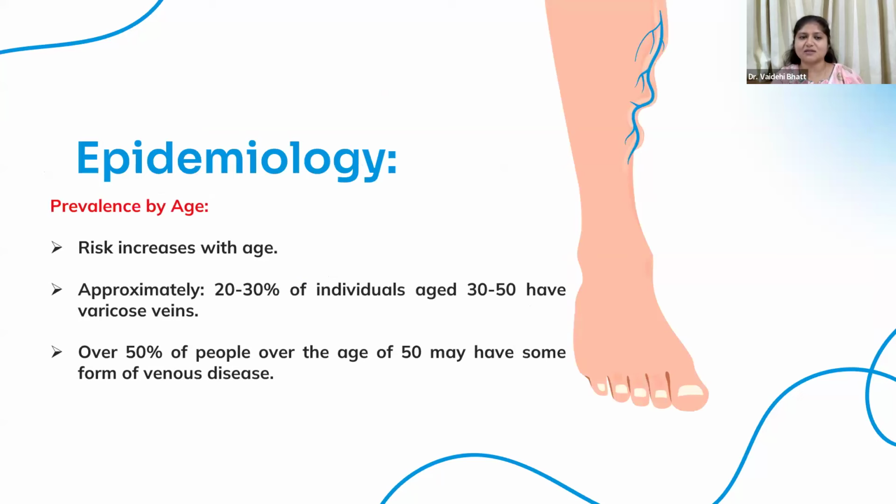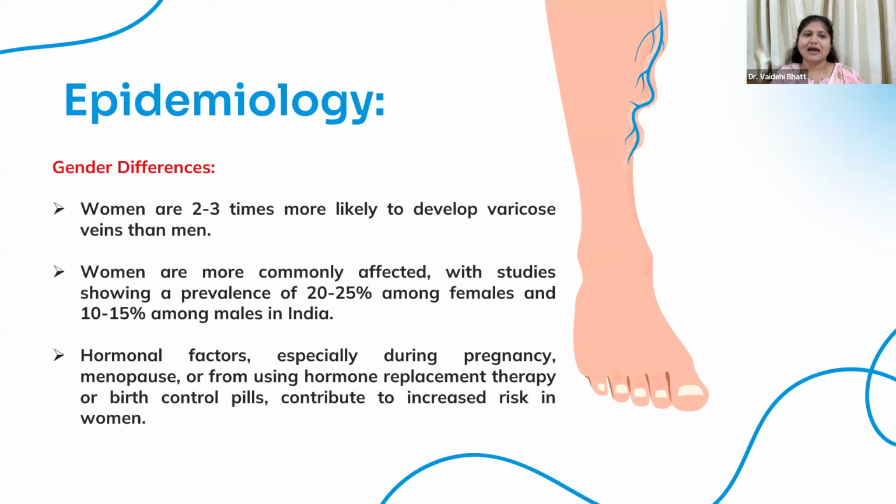If it is defined by age, we will find that people around 30 to 50 years of age, or more than 50 years, or more than 70 years of age will suffer with this venous disease. And it is more common in women. So, one man equals 3 to 4 women. So, suffering is more in women. It is due to hormonal factors, especially during pregnancy, menopause, and from using hormonal replacement therapy, ART, or birth control pills.